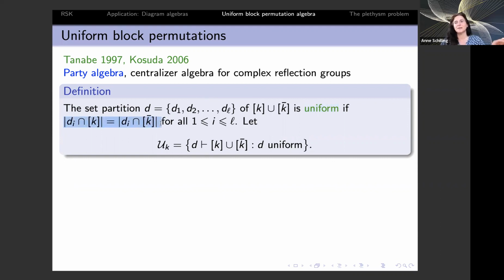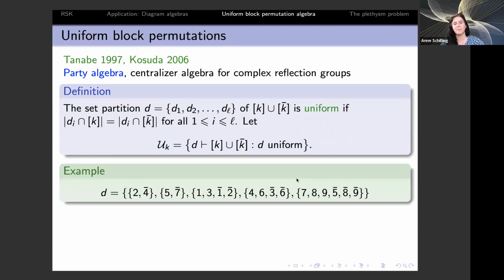So the intersection of block Di with the unbarred alphabet has the same size as the number of barred letters in the same block. So that's why we call it uniform. And so Uk, as a set, will just be the set of partitions D such that D is uniform.